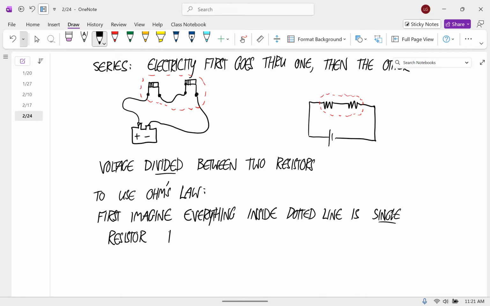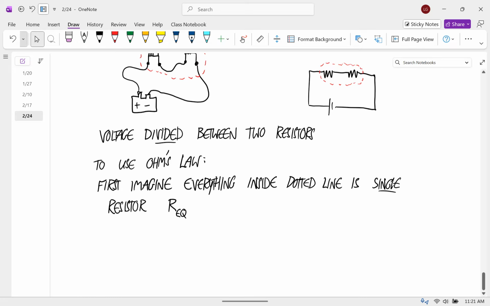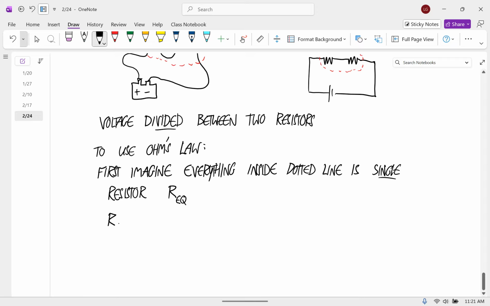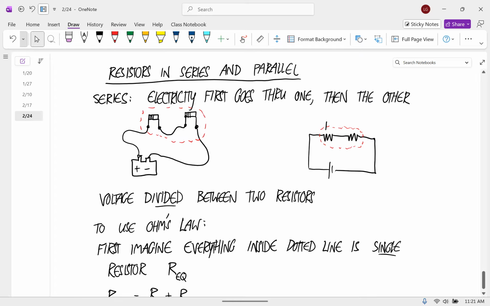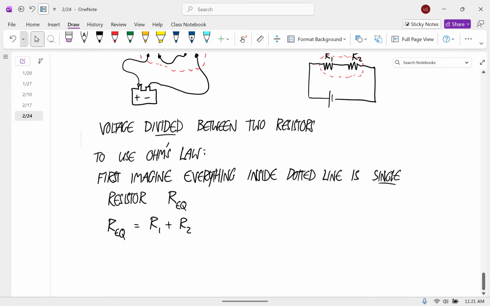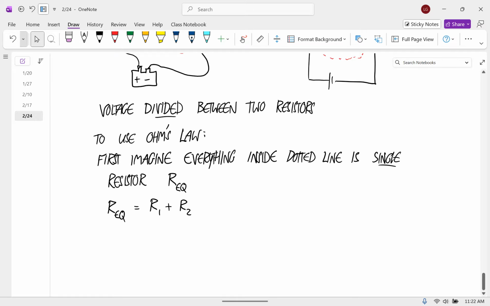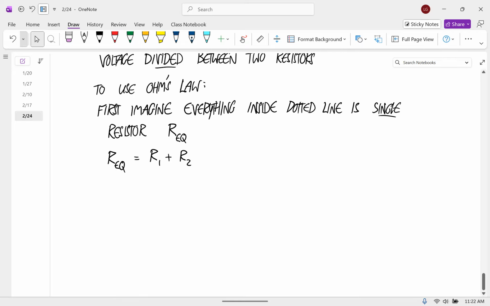And I'm going to call that REQ for the equivalent resistance. Okay. Then the equivalent resistance for things that are in series is just the sum of the two that are in series. So like if this was R1 and R2, and so let me do an example of how you would calculate the currents and voltages for a pair of resistors in series.